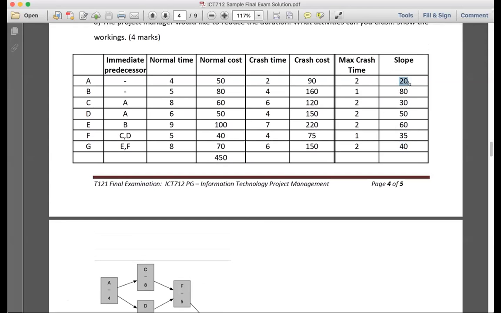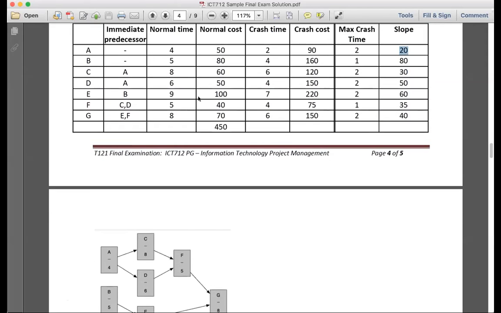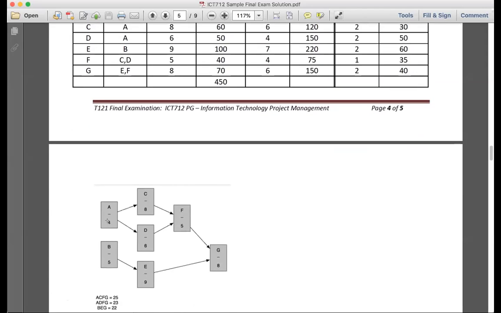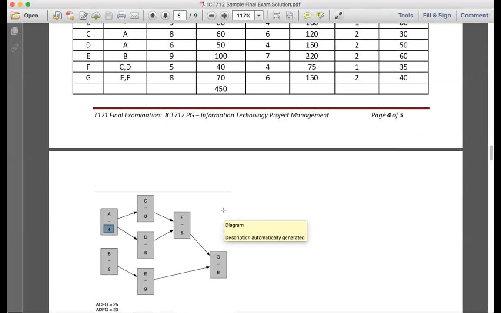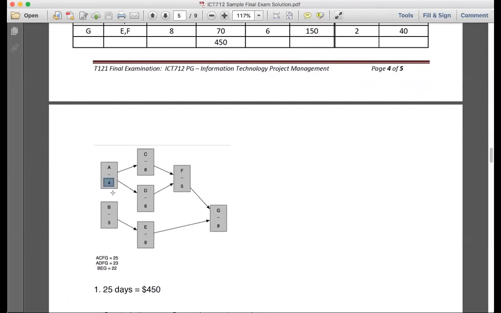So you're going to crash A by 1 period. Instead of taking 4 days, it's now going to take how many days? 3 days, because we're reducing by 1 period. So if I reduce 1 day from each of those paths, what do I have instead of 25, and what do I have instead of 23? 24 and 22.